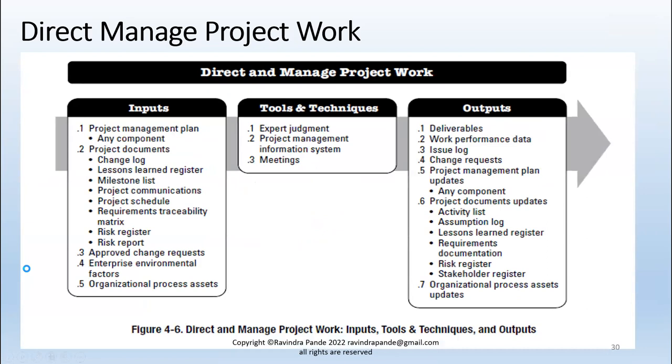Here we have the project management plan, any and all components. The project management plan is to be followed in Direct and Manage Project Work. As the name suggests, this process makes sure I manage the project work. Direct means I give instructions, and I manage the project work to keep it on track, on the mark, so it shouldn't get delayed or run into delayed delivery scenarios. That's why this is one of the most crucial processes we handle as a project manager.